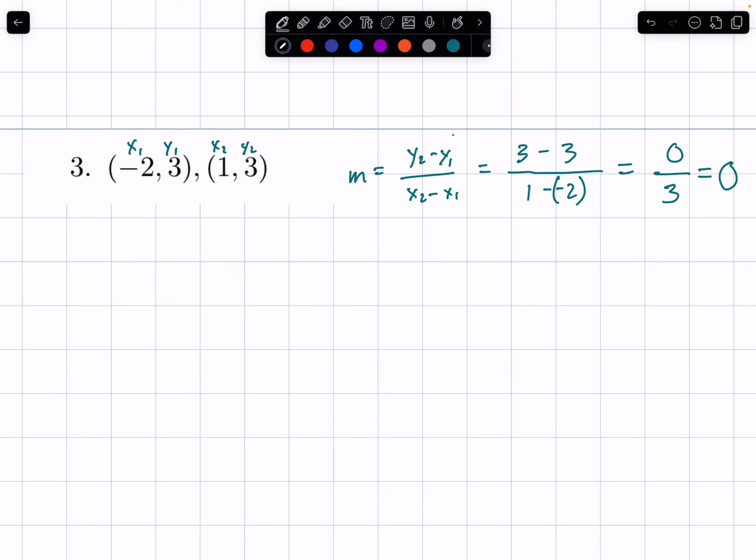And that means when I go to a graph, I should expect a horizontal line. Slope 0 means a horizontal line. Slope that's undefined, when you're dividing by 0, that's when you get the vertical lines.